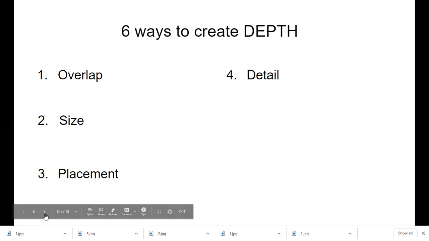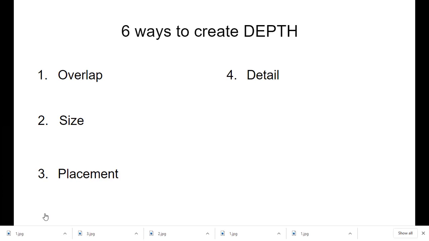Our 4th way to create depth was detail, or detail versus lack of detail. When there's lots of detail, our brain sees close. When there's a lack of detail, our brain sees far away.